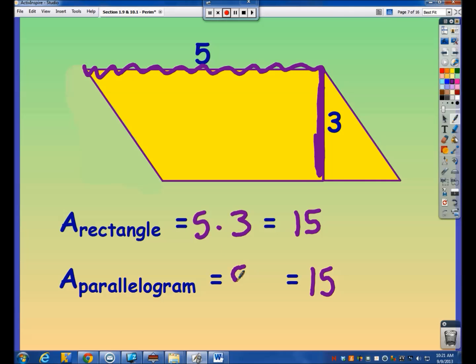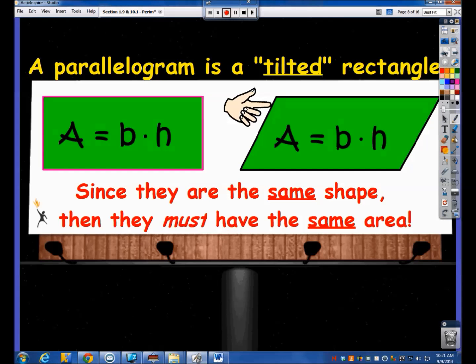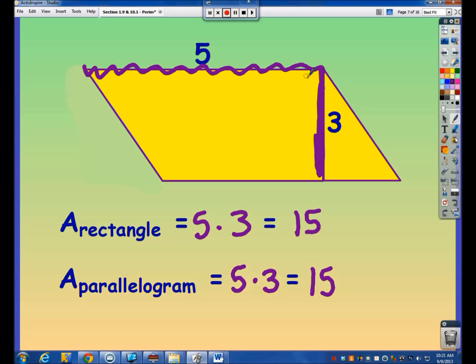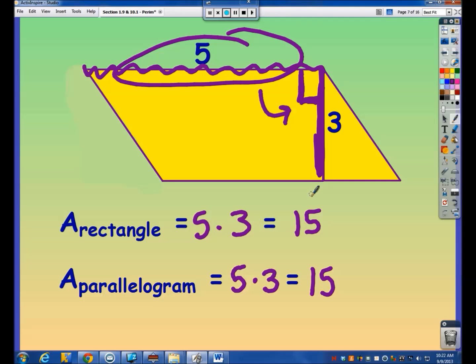So the parallelogram area is still 15, which means we're still going to use the same numbers, the 5 and the 3. Here is one important thing to note. Let me jump back here. The base and the height of any shape are always going to be perpendicular. So if you can locate the base and you could locate a 90-degree angle or put one in, then the other piece that's adjacent to the 90 degree is going to be your height.